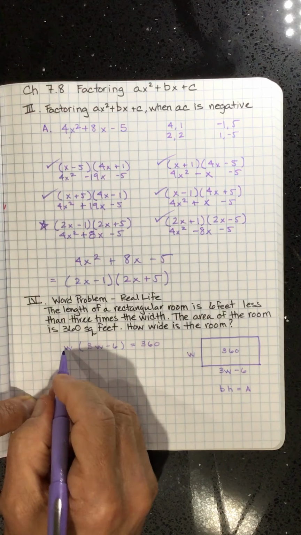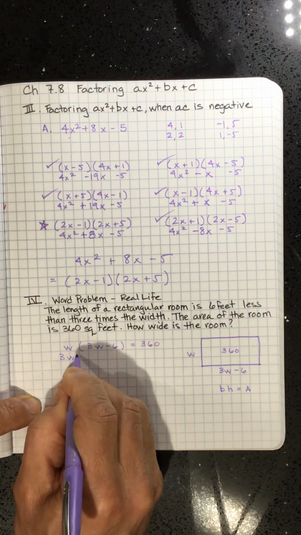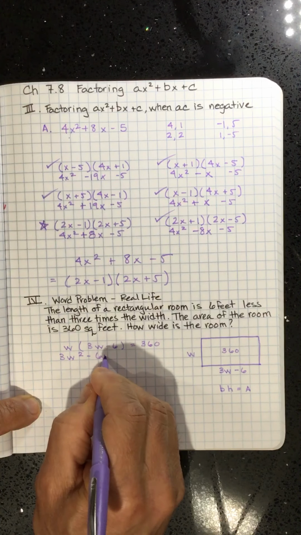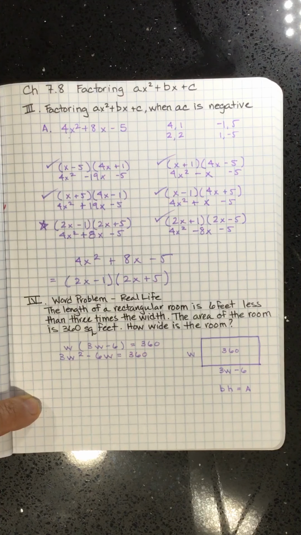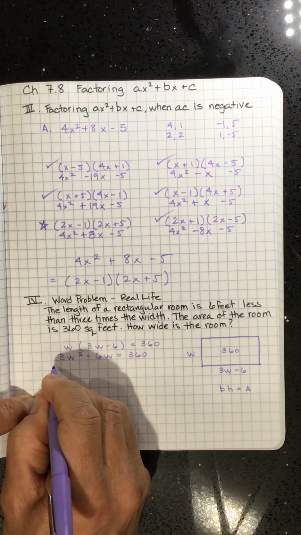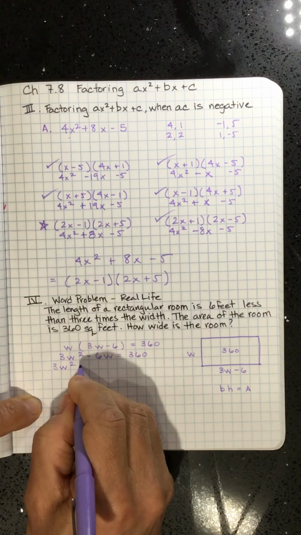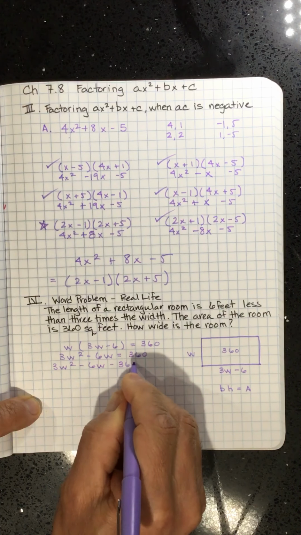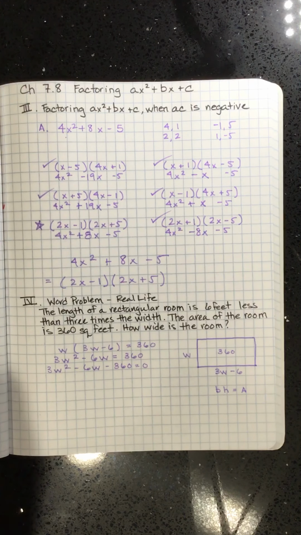And so let's go ahead and distribute. So W times 3W is 3W squared. W times negative 6 is negative 6W, and that's still equal to 360. Now we want to work with that zero product property, so let's subtract that from both sides. And so this is going to be 3W squared minus 6W minus 360, and that's all equal to 0. So now we have this trinomial that's equal to 0.